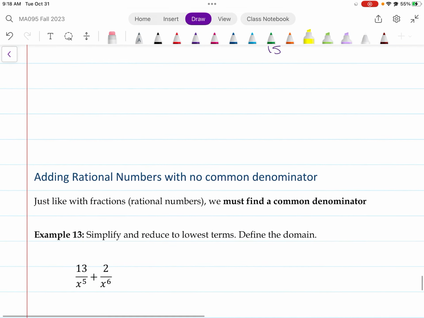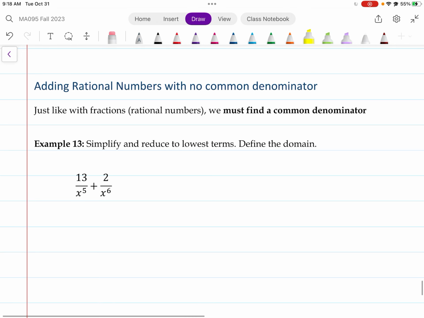So we're going to add rational expressions with no common denominator. Just like fractions, we need to find a common denominator. Pause the video and think about what is the common denominator of these two. It was a little tricky. Hopefully you see that the least common denominator is x to the 6th. All I have to do right here is multiply times x over x. And now they're both x to the 6th, and now it's common.